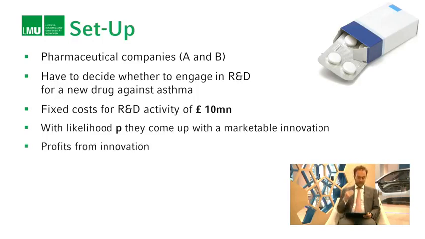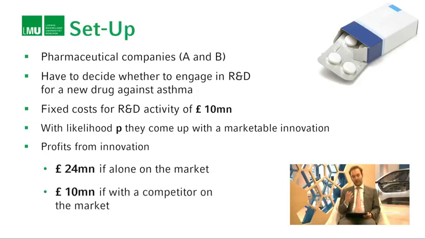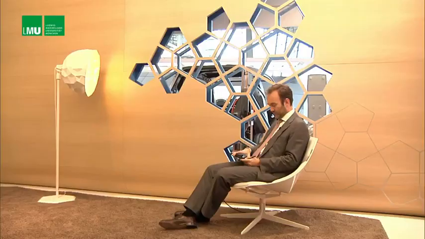The profits from that will depend on whether the other firm is also successful in their R&D strategy. If you are alone in the market, you make profits of £24 million. If you compete with another firm in the market with a similar product, you're going to make profits of £10 million. With those numbers, let's have a look at what the payoffs are for company A. And of course, the payoffs are going to depend significantly on what the other firm does.